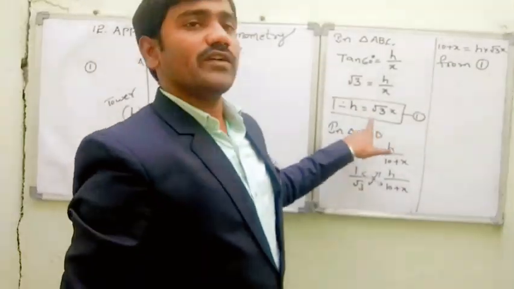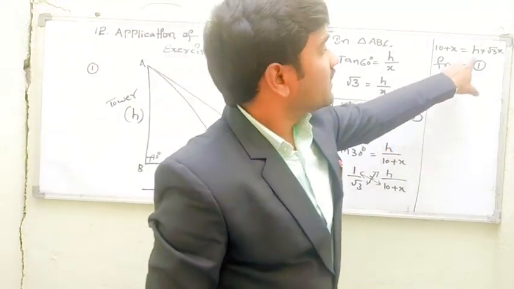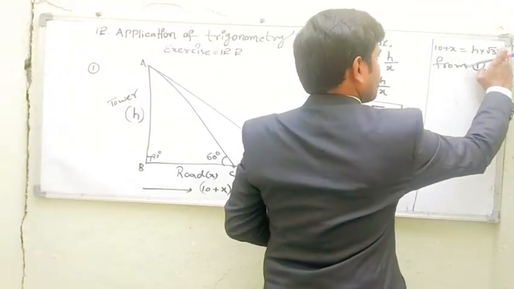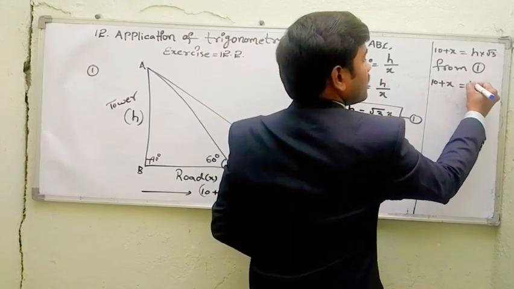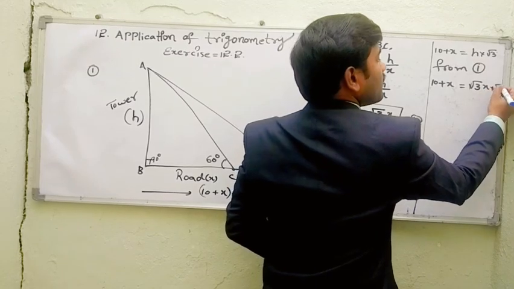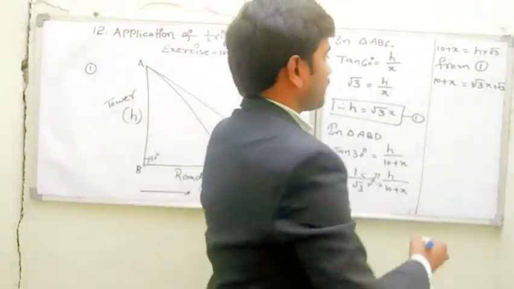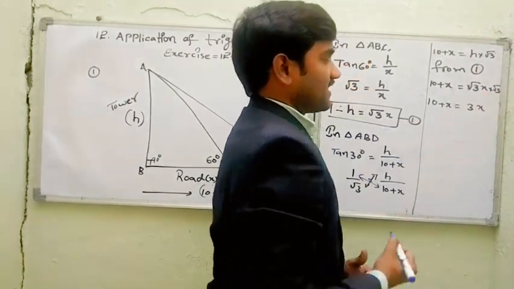From equation number 1 we know that the h value is root 3 into x. Here we will substitute that root 3 into x. So 10 plus x equals root 3 x into root 3. Root 3 into root 3 will give us 3.